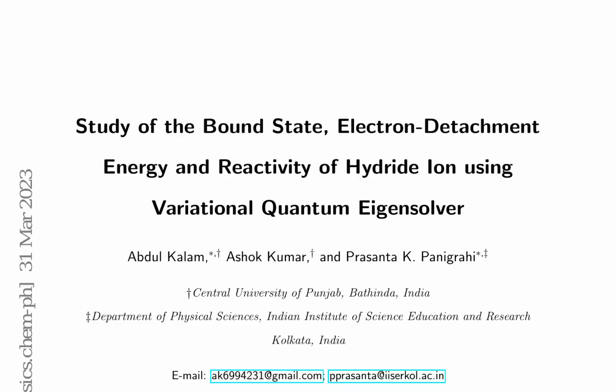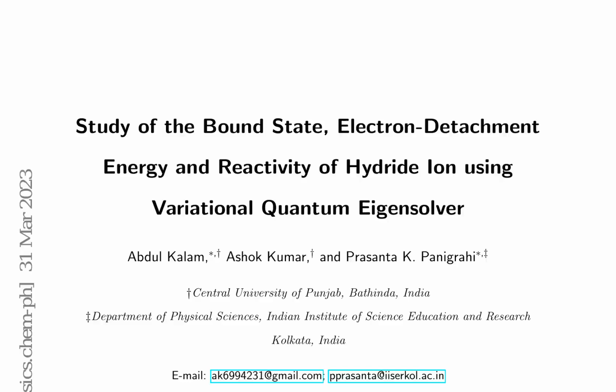Limitations of the study include the use of a simplified model for the hydride ion and the reliance on classical optimization algorithms for parameter optimization. Future work is planned to extend the study to more complex molecules and to explore the use of more advanced quantum algorithms for optimizing the VQE parameters.